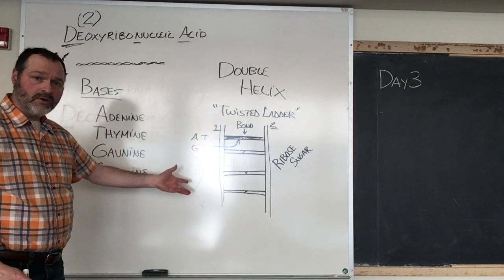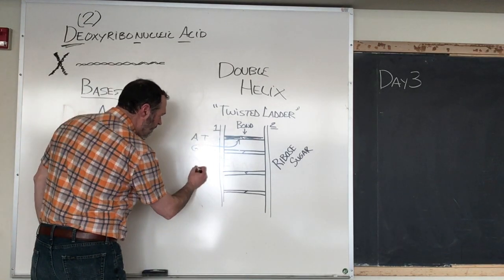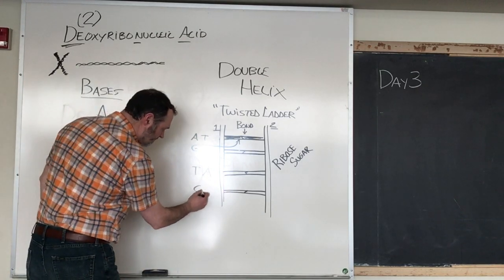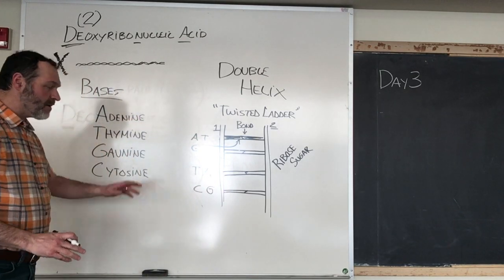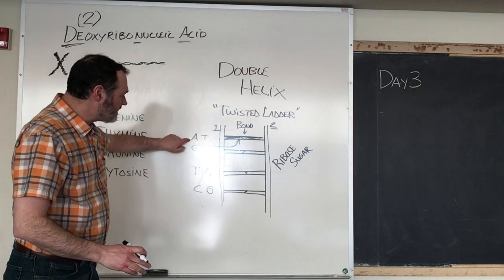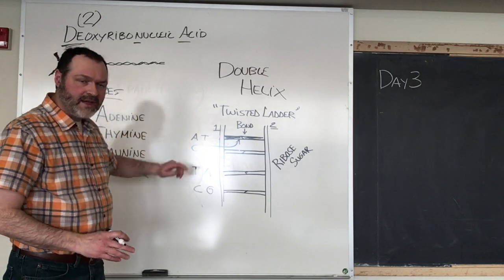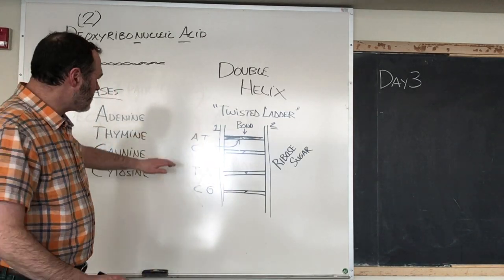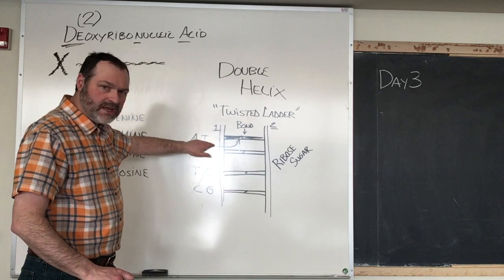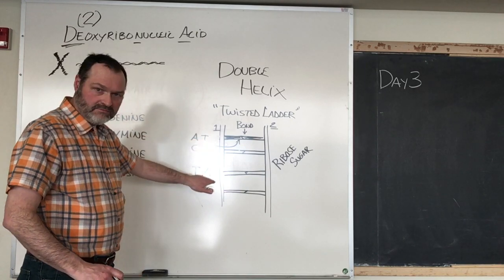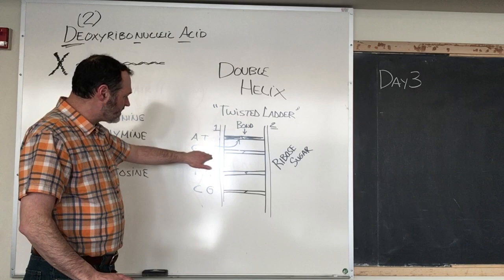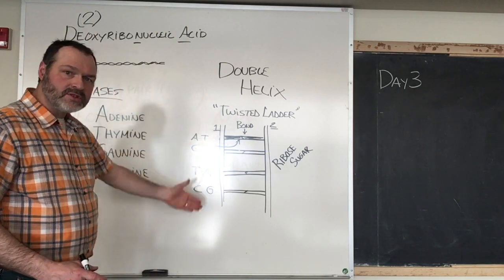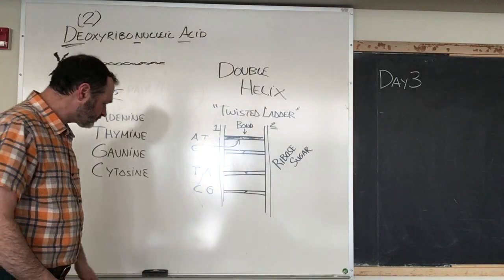Now, not necessarily in that order, though. You could have thymine pairing with adenine, and you could have cytosine pairing with guanine. But you can never have adenine pairing with cytosine or guanine pairing with thymine. That doesn't happen. You've always got the ATCG combination. So adenine pairs with thymine, or thymine-adenine, either order, and guanine-cytosine, or cytosine-guanine. So you've always got those particular pairings.